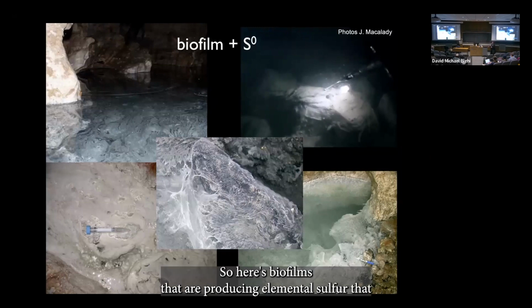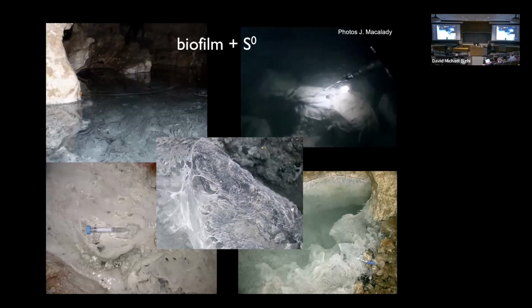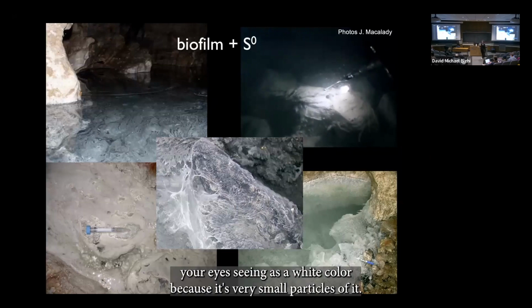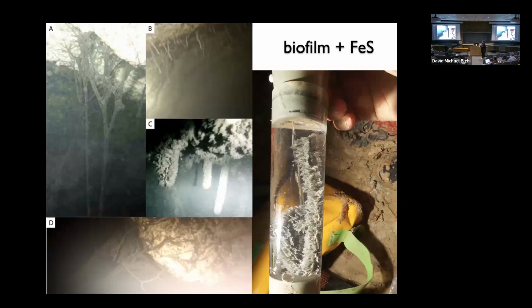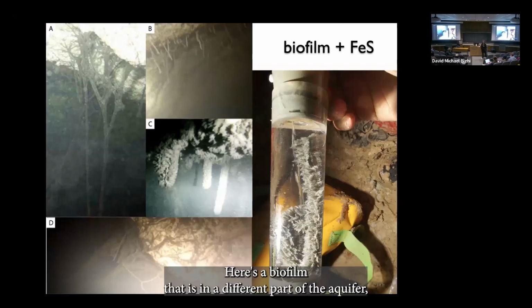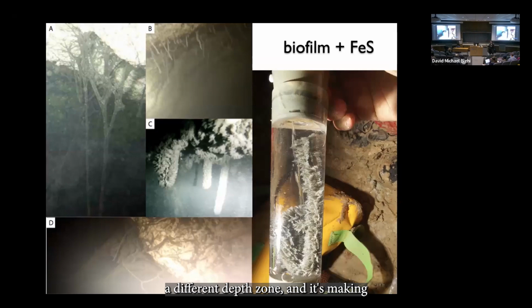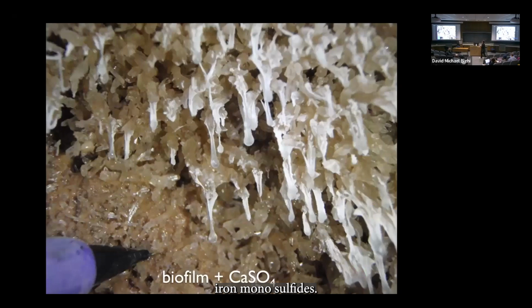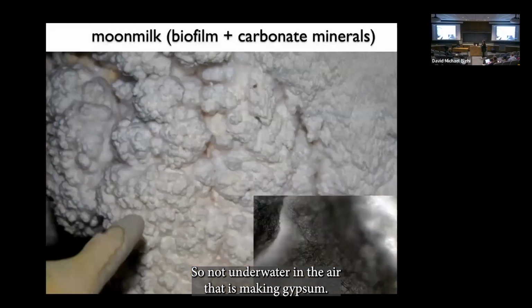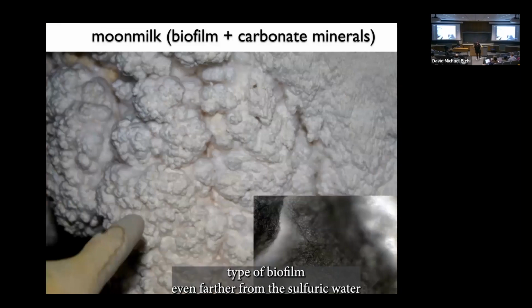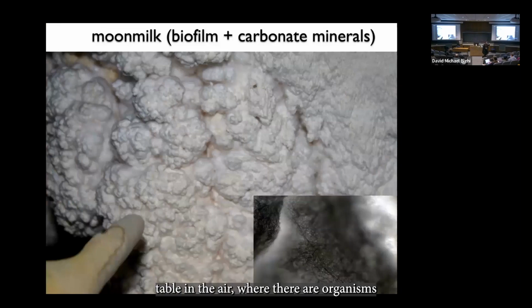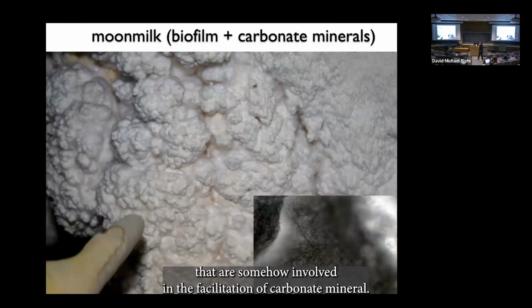So here's biofilms that are producing elemental sulfur that your eye is seeing as a white color because it's very small particles of it. Here's a biofilm that is in a different part of the aquifer, a different depth zone, and it's making iron monosulfides. Here's a subaerial biofilm, so not underwater, in the air, that is making gypsum. And here is a type of biofilm even farther from the sulfidic water table, in the air, where there are organisms that are somehow involved in the precipitation of carbonate minerals.